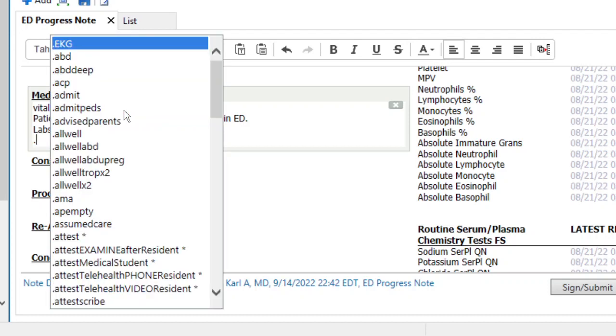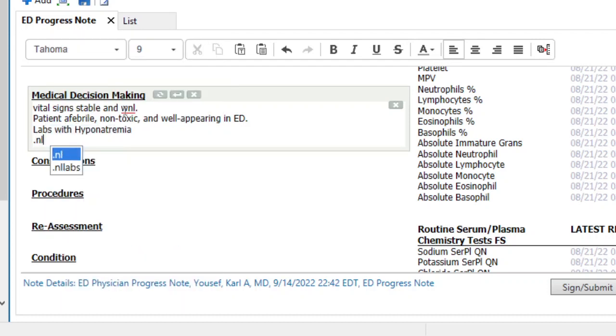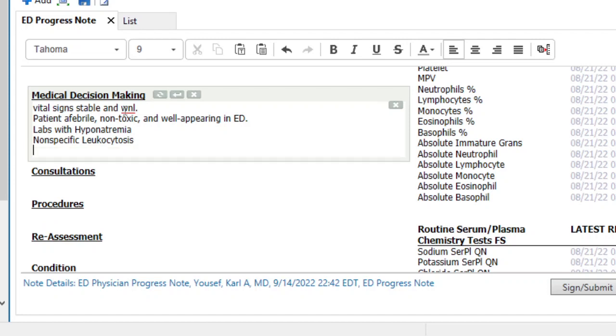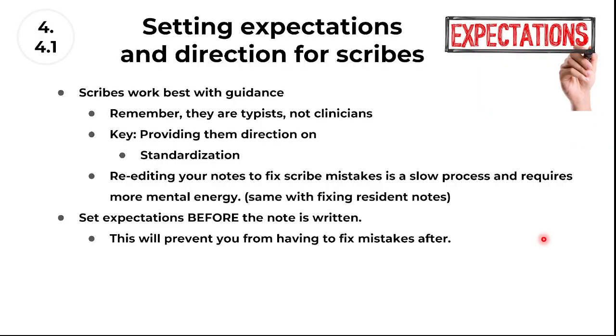If we want to tell them that there's no leukocytosis, we might say non-specific leukocytosis. We can just say dot nl. And when we talk like that to scribes, when we give them the systems to succeed, they will be able to get through a note much quicker. They will have less cognitive overload, and they won't have to type as much. So they'll be able to focus better on their notes. And additionally, it'll prevent you from having to fix mistakes.